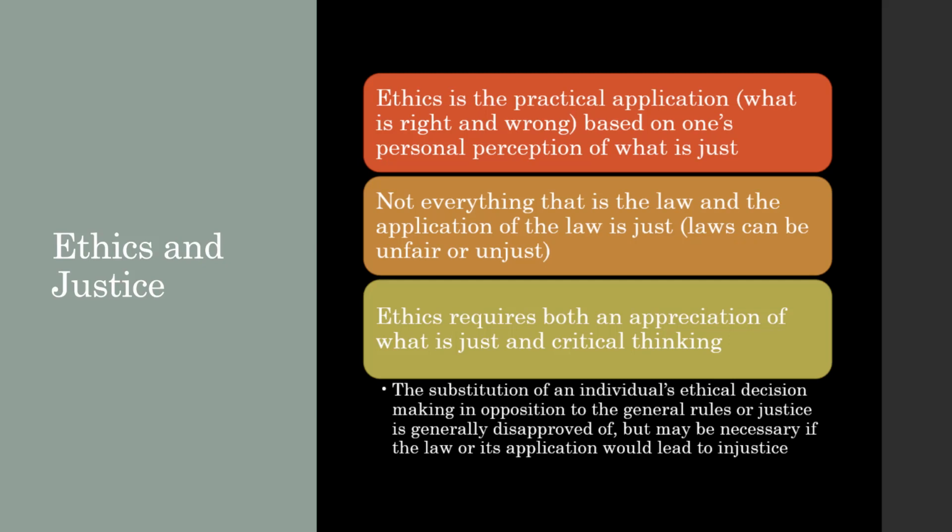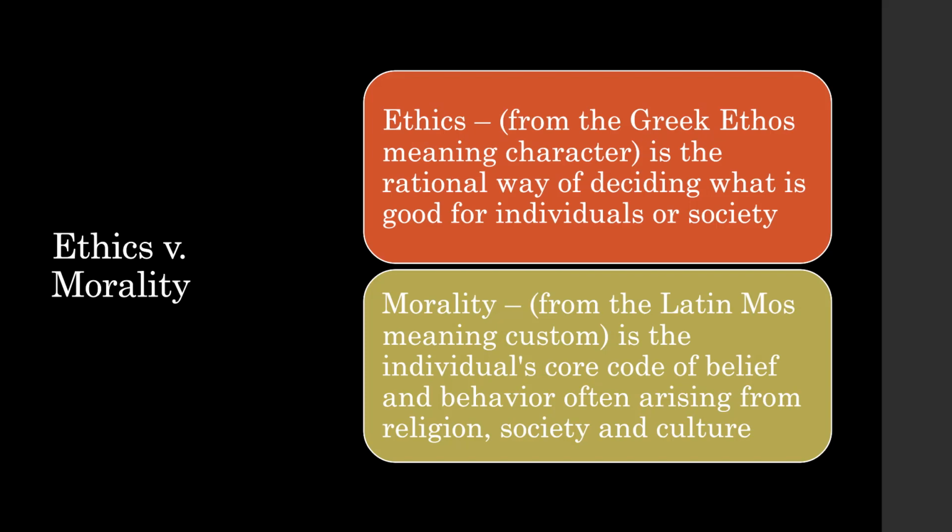And one of the questions, and this is one you're going to struggle with, I think, your whole life, is can you substitute individual ethical decision making when there are general rules that say no? What do we do here? Okay, so ethics is from the Greek ethos, meaning character. And it's the rational way of deciding what's good for an individual or society. Morality is your individual code. So morality is what's right and wrong. Ethics is its application.